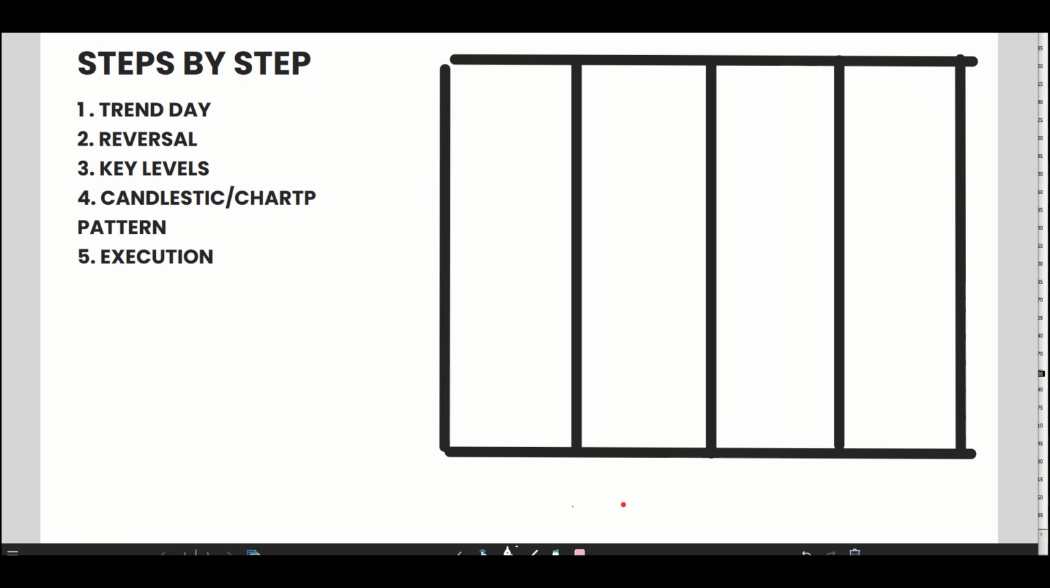We need to know if the day was trending or not. And how are we going to know that? I told you, it must violate the previous day's high or the previous day's low, okay? Say for instance, I just want to run through this thing quite quick, okay? But I'll be showing you on the charts. Let's say we had a day that did something like this, okay? And this day was inside the previous day's low and the previous day's high.